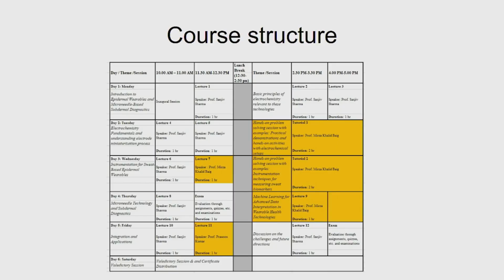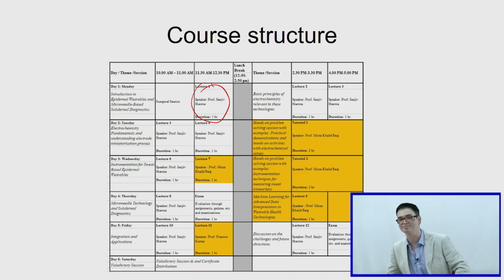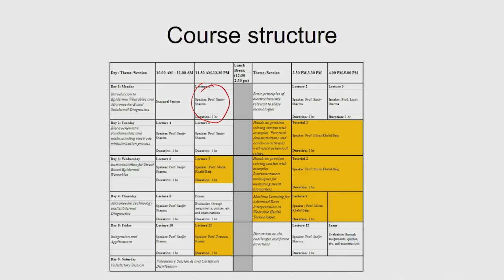This is the course structure that we have. As you can see, we are here. We've already finished the inaugural session. We are now doing this part here, which goes from 11:30 to 12:30 as it says on the calendar. Today is mainly on introduction to the devices, and then we'll have an afternoon session where we will talk about the basic principles of electrochemistry which are relevant to the biosensing technologies.